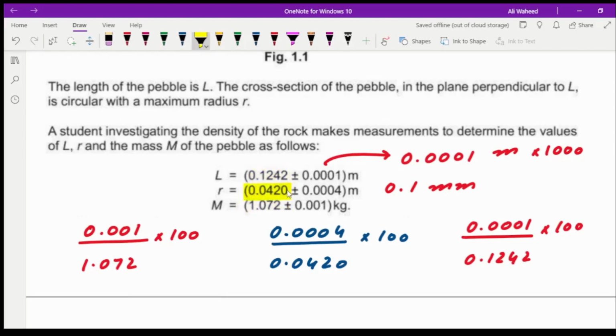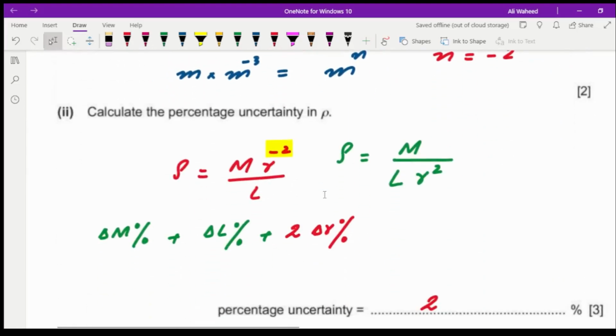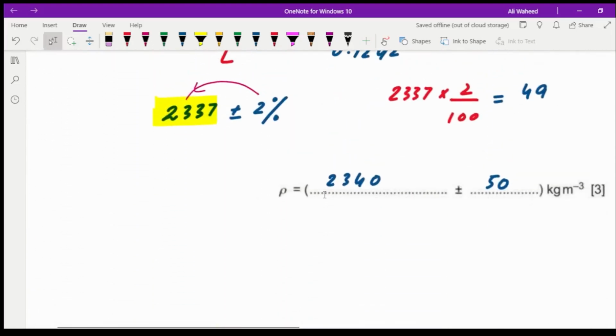So you'll go with 3 significant figures for the principal value as well, because the strength of your team depends on the weakest player, not on the strongest player. So the chain is as strong as the weakest link. So it is the weakest measurement that would determine the number of significant figures in your principal value. So we'll go with 3 significant figures from that one.